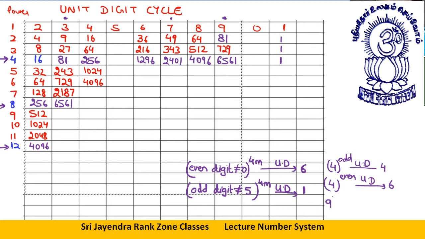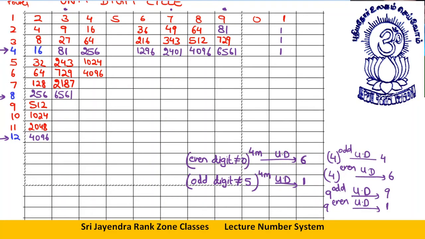Next thing, if 9 is raised to any odd power, your unit digit will be 9 only. Look, 9 to the power 1, 9 to the power 3, unit digit is 9. If 9 is raised to an even power, then your unit digit will be 1. I hope so far things are clear to everyone. Let's move to the next thing.